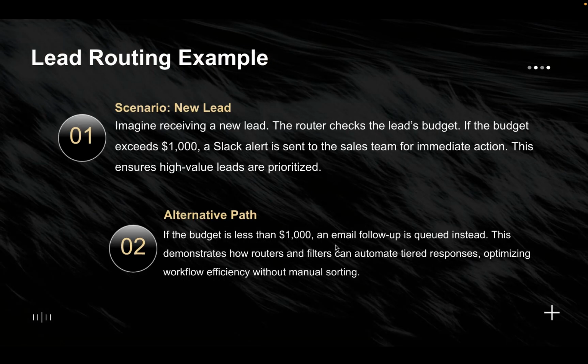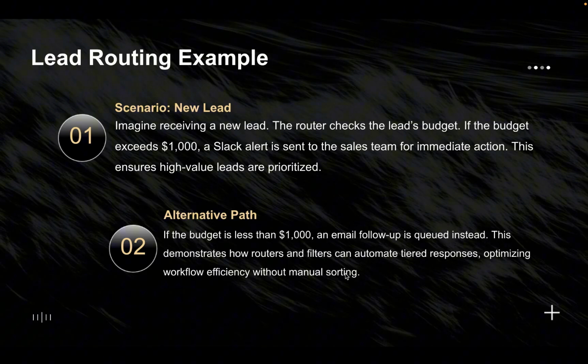Now let's take a look at this lead routing example. Imagine receiving a new lead. The router checks the lead budget. If the budget exceeds $1,000, a Slack alert is sent to the sales team for immediate action. This ensures high-value leads are prioritized. So you're already using the advantage of a router to condition your scenario to run for some specific events.